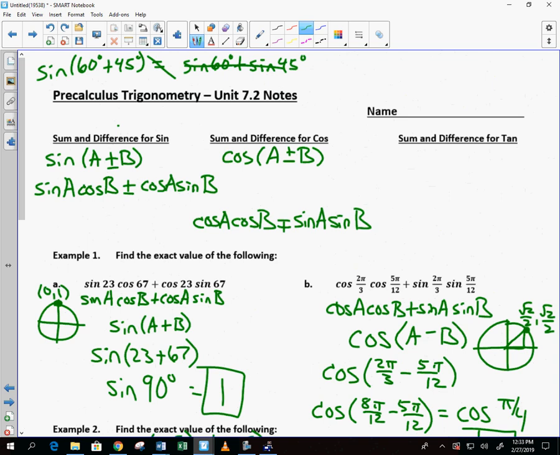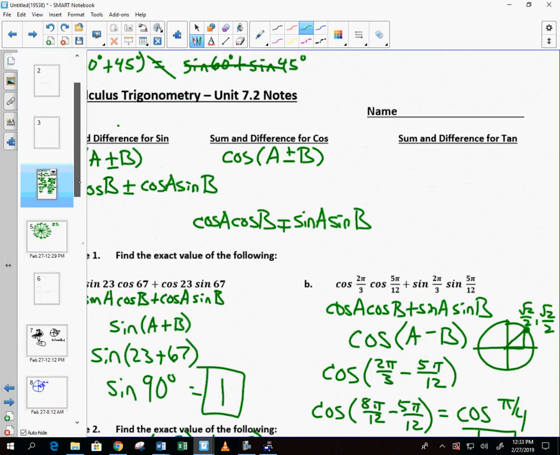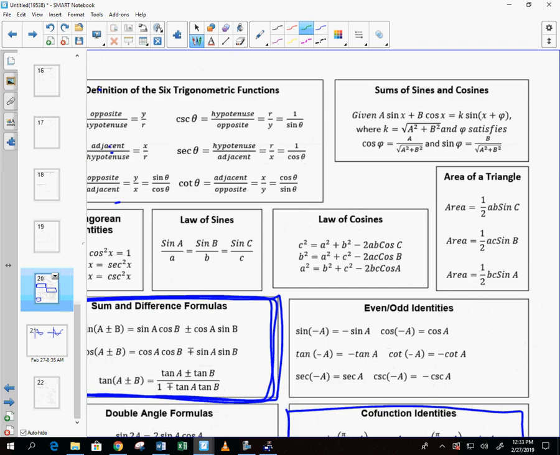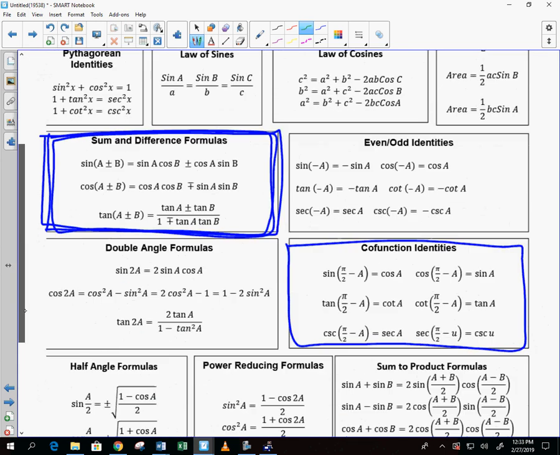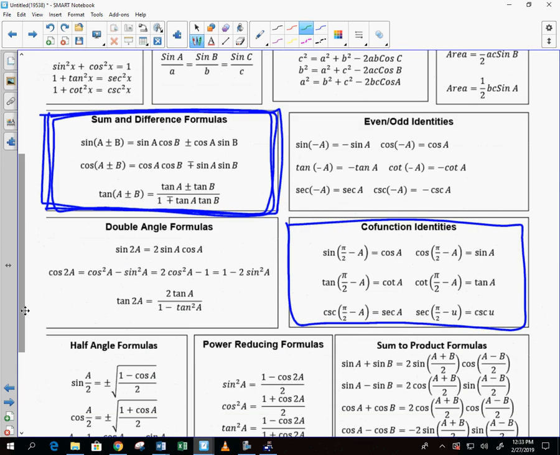Two more examples. Sum and difference formula for tangent. Oh, by the way, folks, if you don't have the sheet out, take the sheet out right now. You want this one right here, okay? So like today, this is where we're at. We're at the sum and difference formulas. So you get this sheet of notes on the test, right? Like I give you the formulas. You don't have to memorize them.